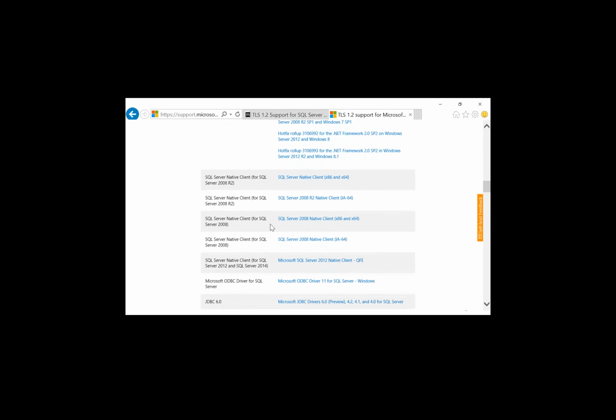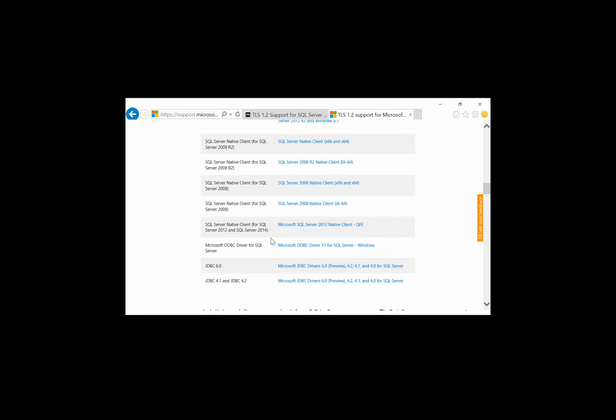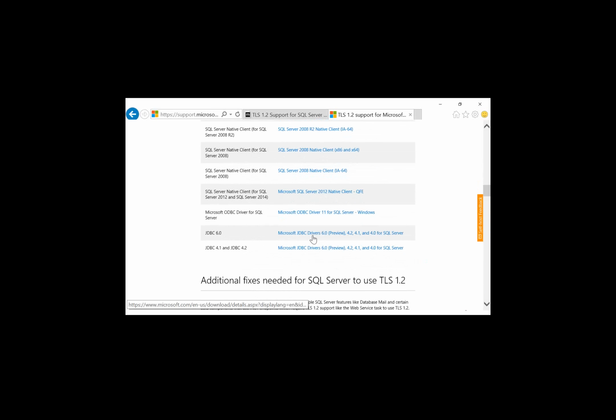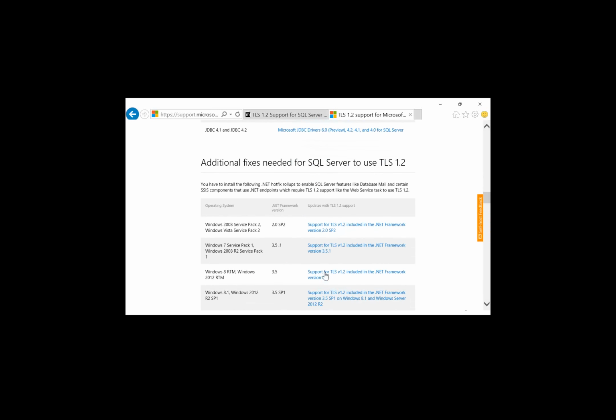For native client, depending on what platform of native client you're running, whether it's x86 or ia64, you only have to pick one. For native client for 2008, again, you have to pick one. For native client for SQL Server 2012 and 2014, there's only one native client that you need to download. For the ODBC driver, again, for 2012 and 2014, there's only one. The ODBC driver for SQL Server 2016 already supports TLS 1.2 out of the box. For the JDBC driver, again, depending on the JDBC driver version, you need to download the right JDBC driver.